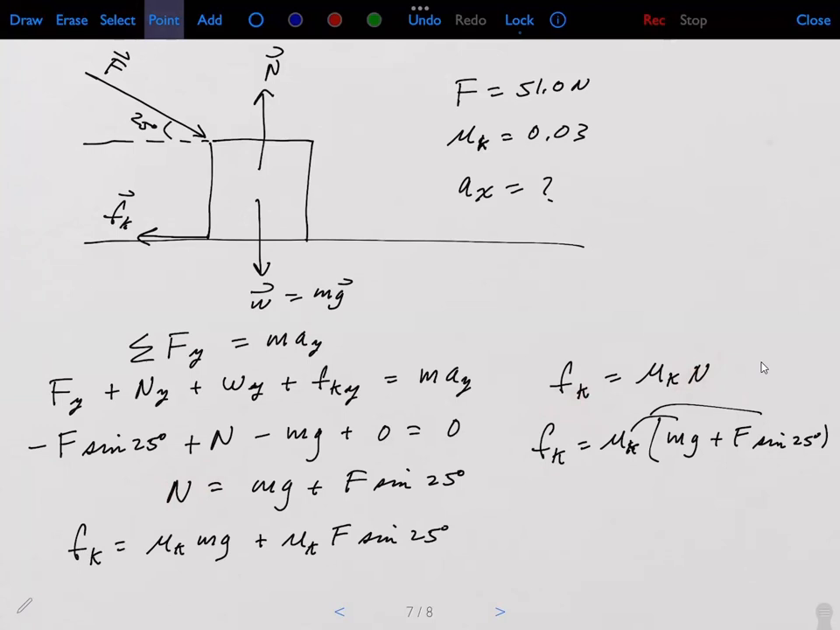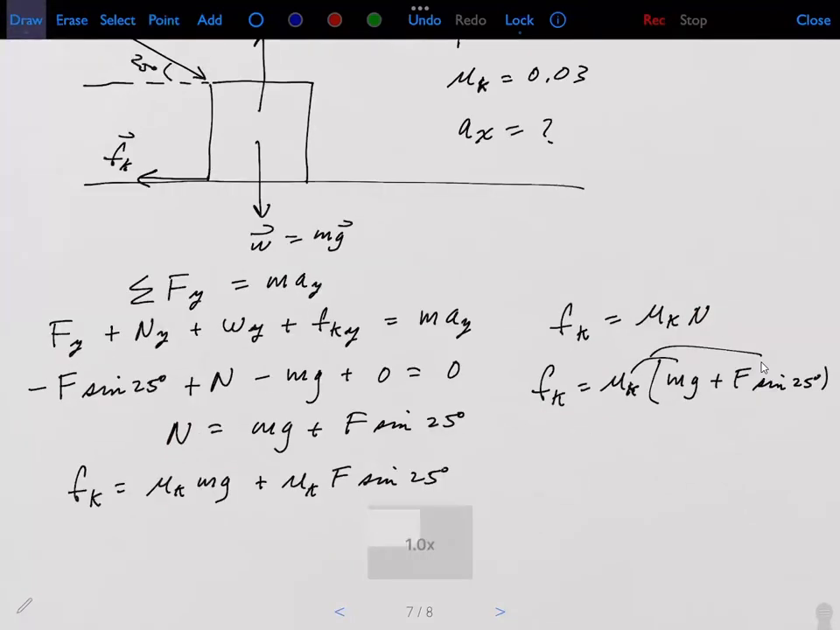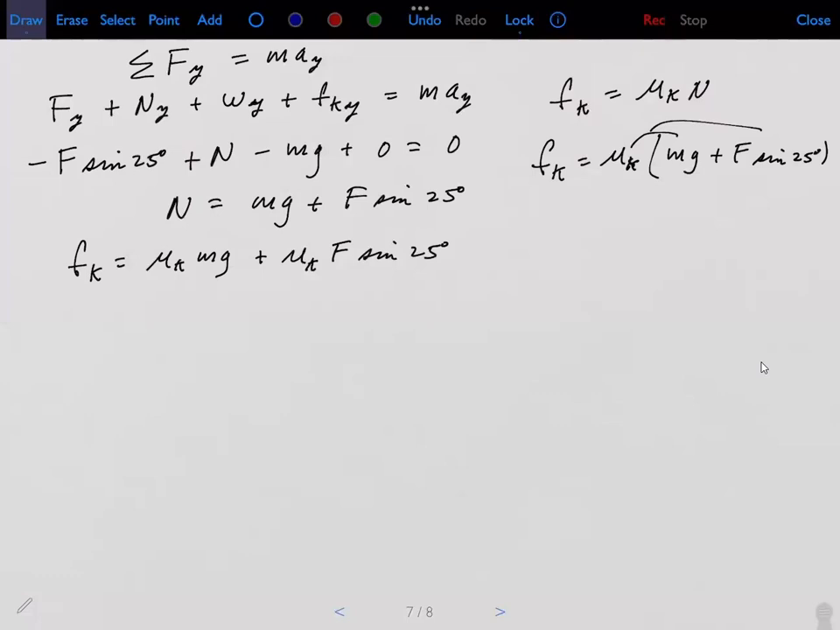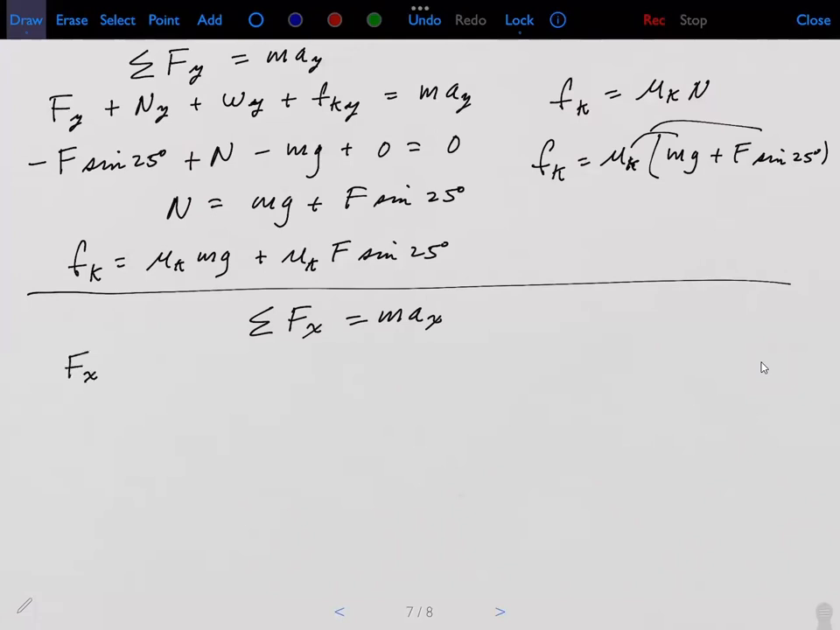Now let's go to the x direction. So now I have the sum of the forces in the x direction equals max, right? We're trying to figure out what the ax is. So now I have the x component of the applied force, the x component of the normal force, the x component of the weight, the x component of the kinetic frictional force, that's equal to max. So the x component of the applied force was F cosine of 25.